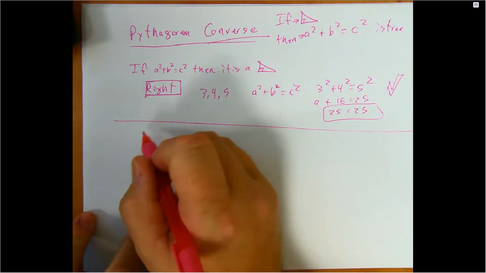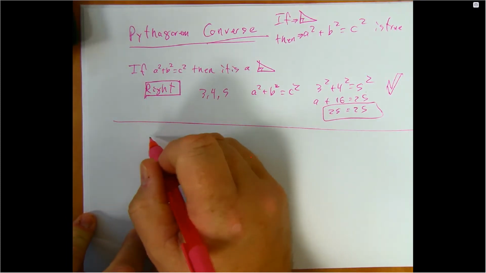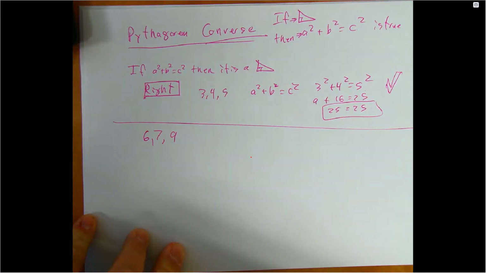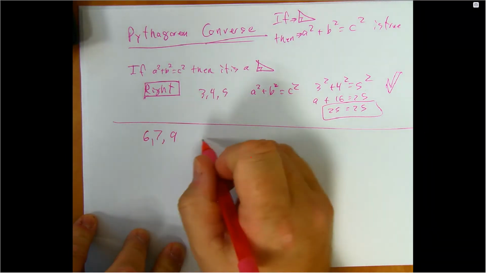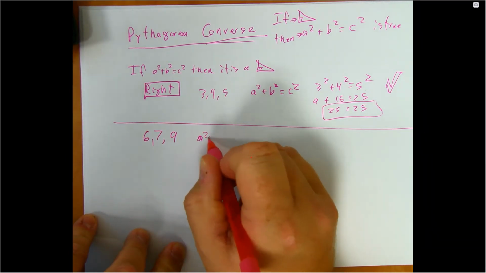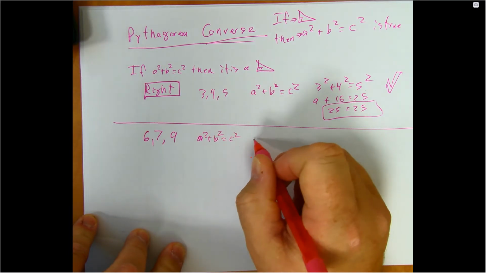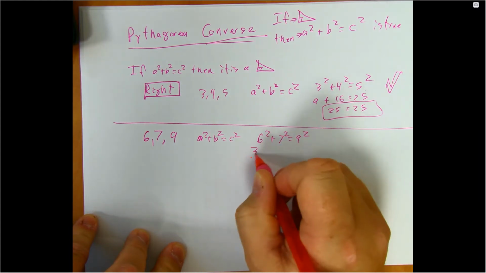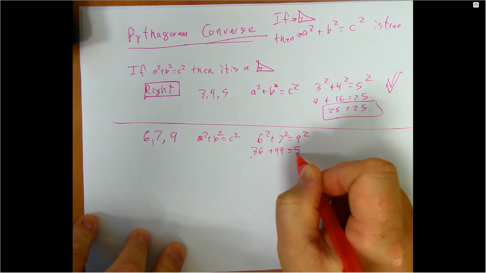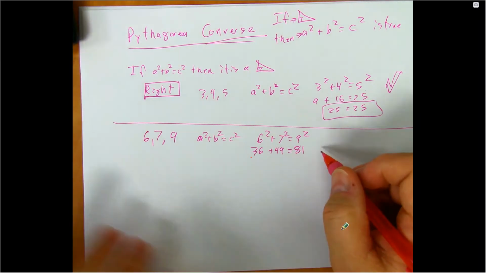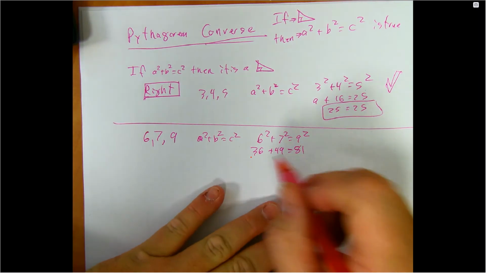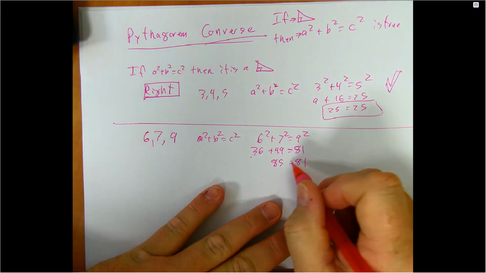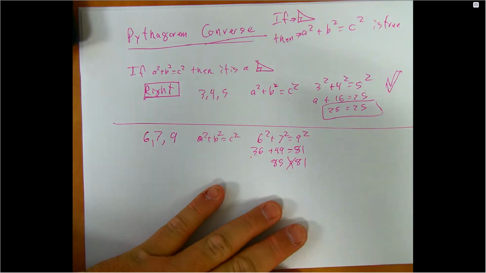Now, on the other hand, let's choose something else. If I choose 6, 7, 9, let's see if this is a right triangle. So I'm going to say a squared plus b squared equals c squared. And so that's going to be 6 squared plus 7 squared equals 9 squared. 36 plus 49 equals 81. And the answer here is going to be 85 is equal to 81. Well, the answer is no, it's not. 85 does not equal 81.